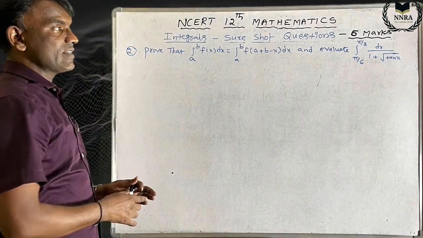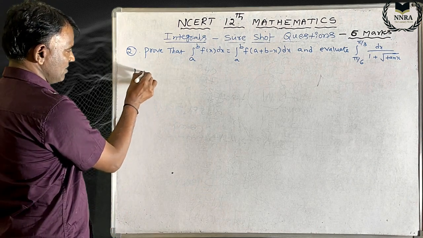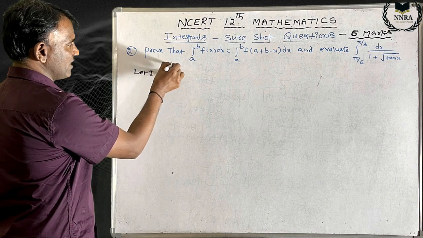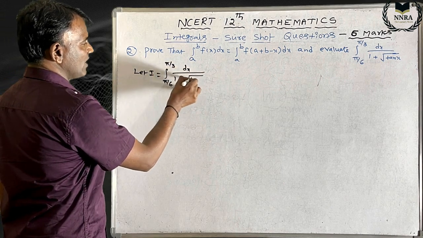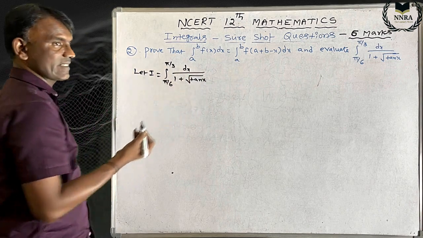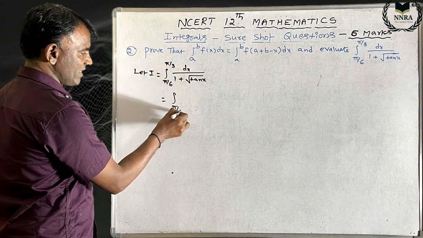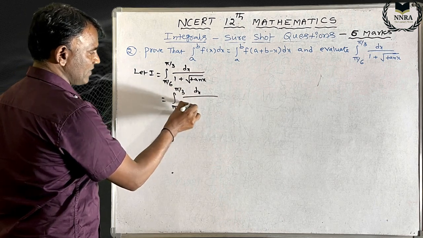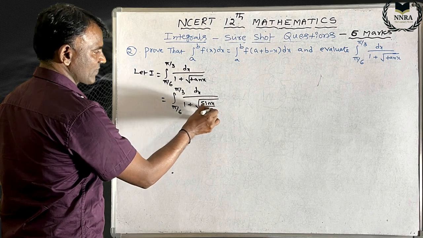Okay, the derivation is over now. Now we simplify that question. I equal to integral pi by 6 to pi by 3 dx by 1 plus square root of tan x. Generally tan x can be written as sin x by cos x, right? So how to write this? dx by 1 plus square root of sin x divided by cos x.